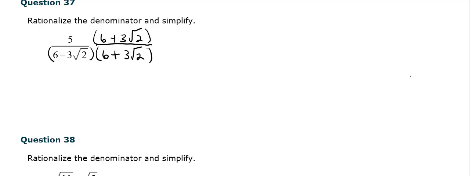So I multiply numerator and denominator by the conjugate of the denominator. So I'm multiplying by 6 plus 3 square roots of 2. In the numerator, I'm going to distribute the 5 times each. So 5 times 6 is 30, and 5 times 3 square roots of 2 would give me positive 15 square roots of 2.